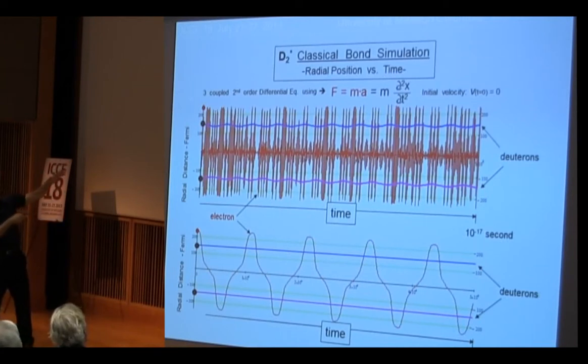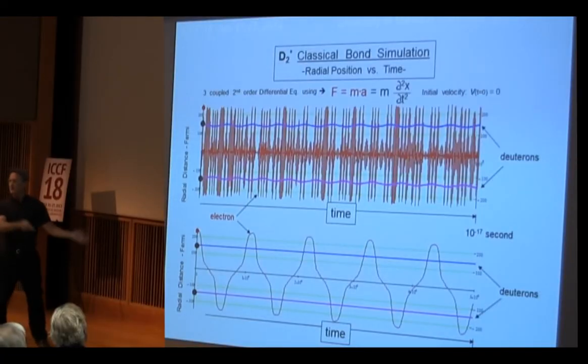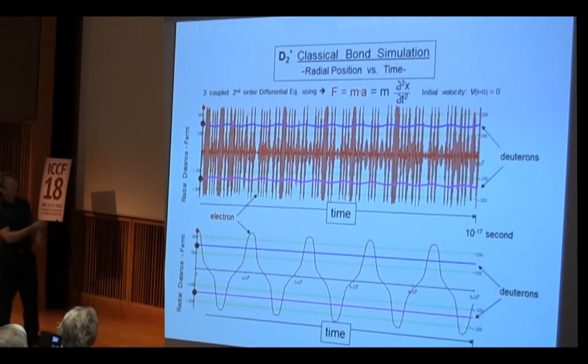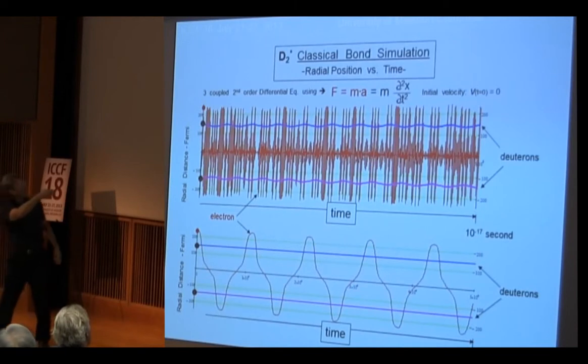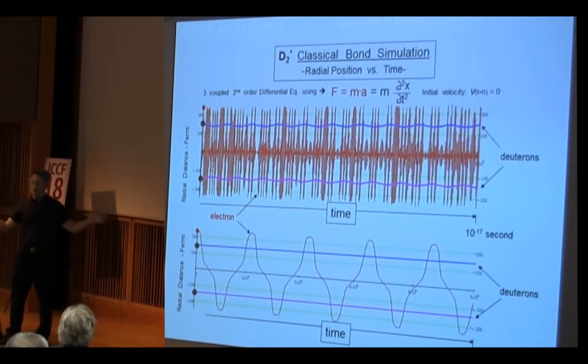What this is a graph of is a classical simulation just using F equals ma. This is physics 1A and calculus 1A, basically. It's three coupled second order difference equations. All it is is F equals ma for the three particles. The F is the electrostatic force. You just start with initial velocity of 0 and line the particles up. In this case, they're 300 Fermi apart, and the two deuterons and the electron are about 250 from the center of mass. You just start the simulation.